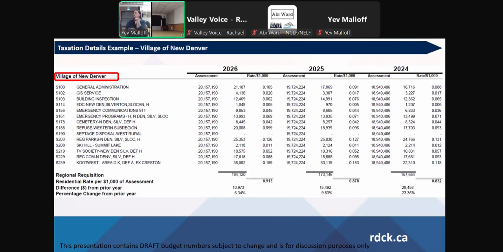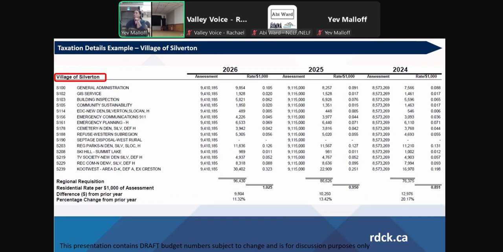And similar for New Denver. So these are the RDCK services that New Denver ratepayers pay into. There are no defined areas in New Denver, so every ratepayer, property owner in New Denver pays for all of these services. And then Village of Silverton, similar list. Again, the different rate per service, and then a regional requisition amount.